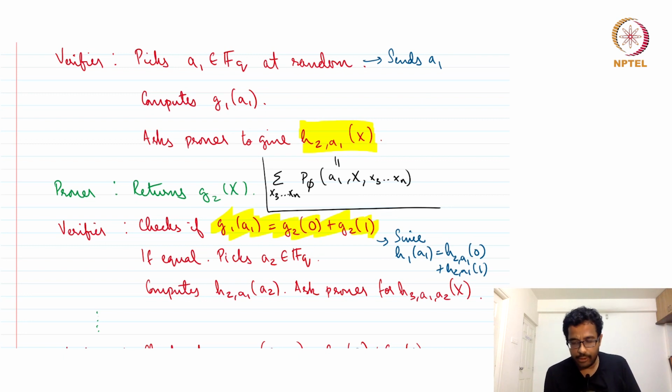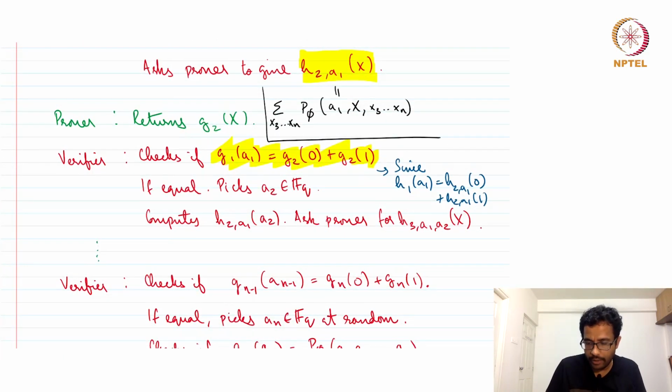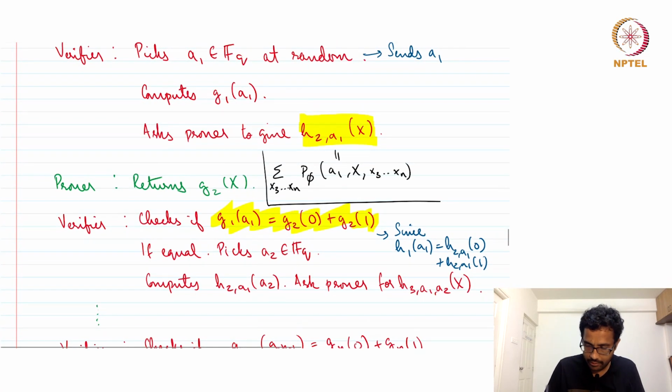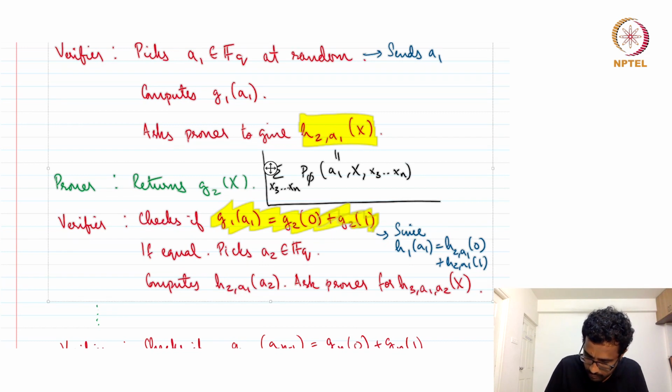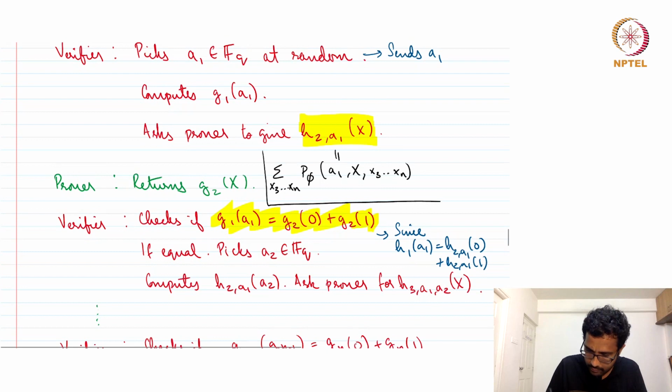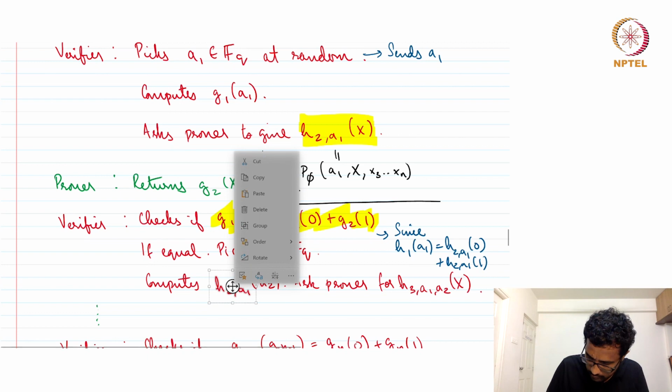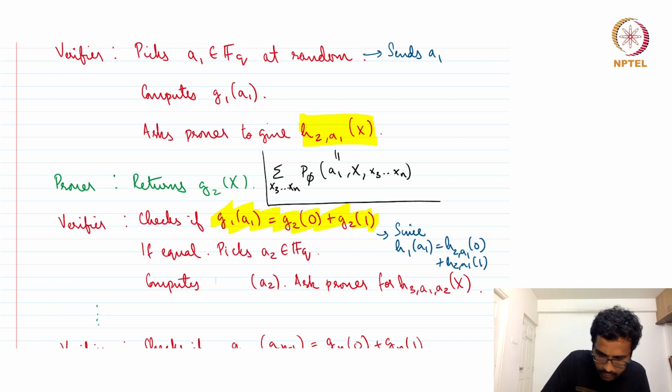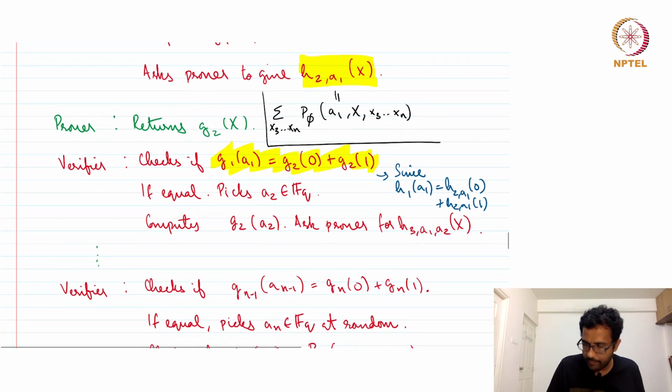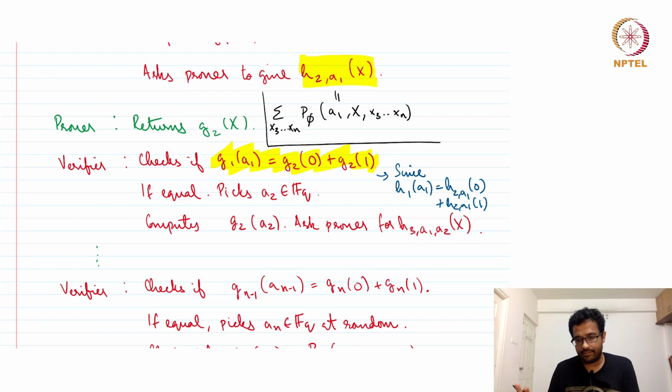If equal, he picks a2 and computes, not h2, he does not have h2, he computes g2 of a2, and asks the prover for h3 a1 a2 of x, and the same cycle repeats.